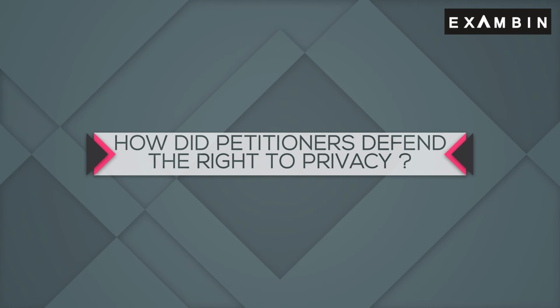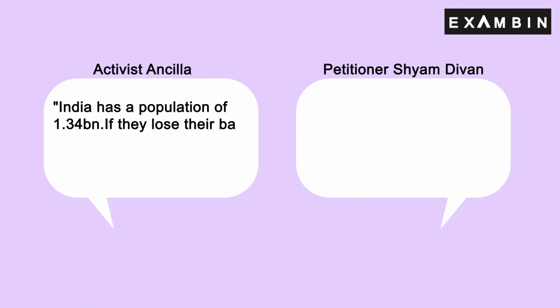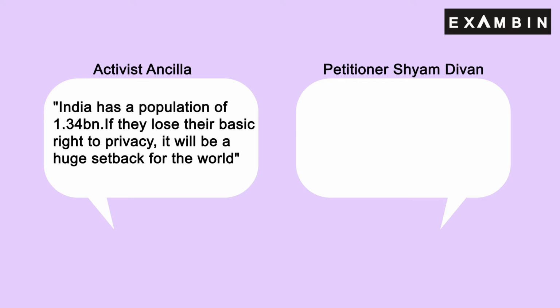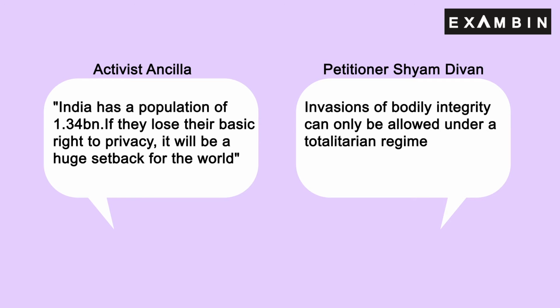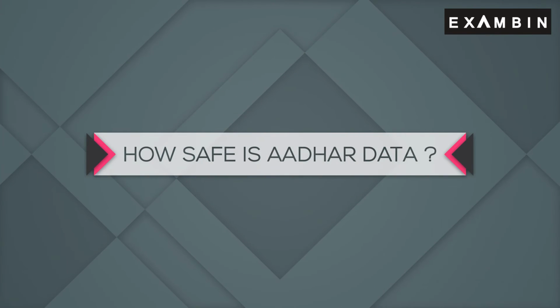How did the petitioners defend the right to privacy? Activist Ansela says India has a population of 1.34 billion. If they lose their basic right to privacy, it will be a huge setback for the world. Petitioner Shyam Diwan argued that invasions of bodily integrity can only be allowed under a totalitarian regime. He added that, in the absence of right to privacy in the digital age, any statute can be passed and citizens left helpless.